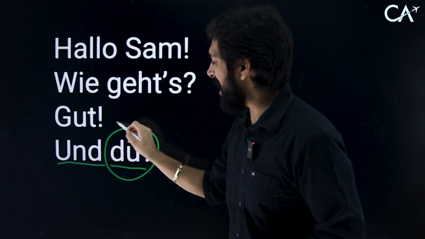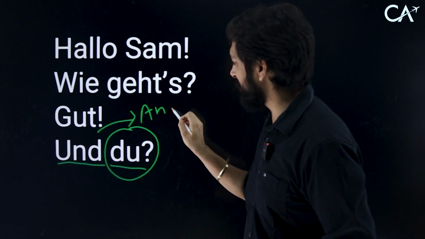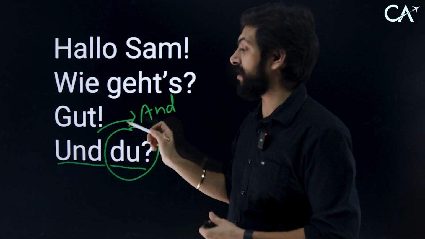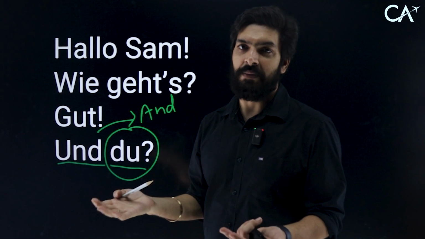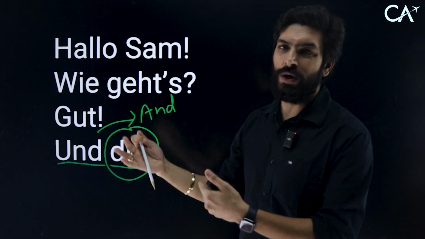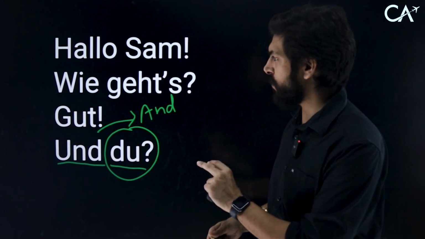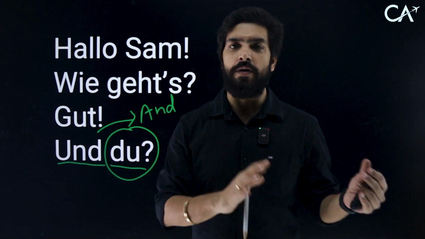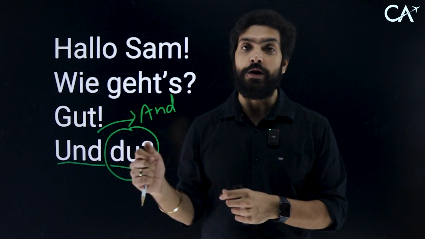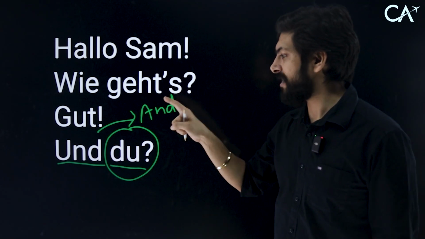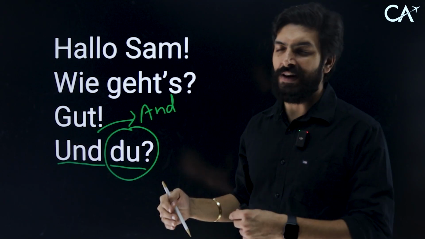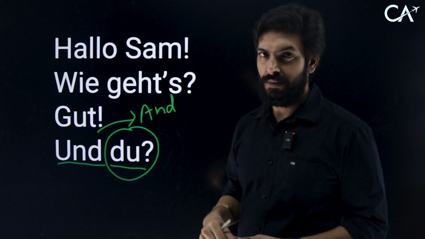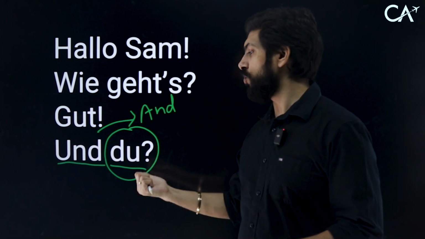Und is and. Now you see how is the conversation going. This is, hello Sam, how are you? How's life or how's going? Good. And you? That means how is it going with you? Und du is how is it going with you. So the first one, these whole 4 phrases I hope are fun, easy. Hello Sam, how is it going? I'm fine or good. And you? Very simple. Hello Sam, wie geht's? Gut und du. Every phrase repeat after me. Hallo, wie geht's? Gut und du.